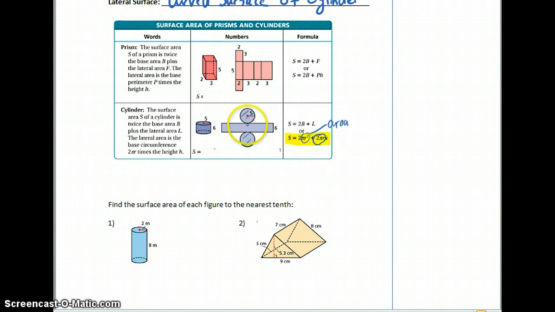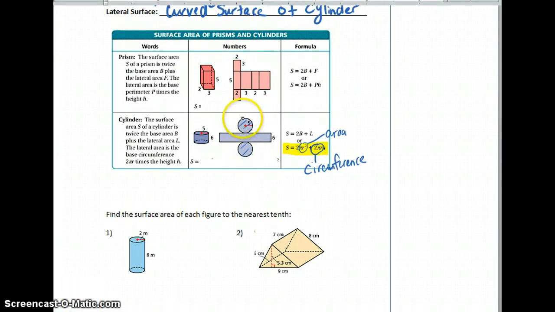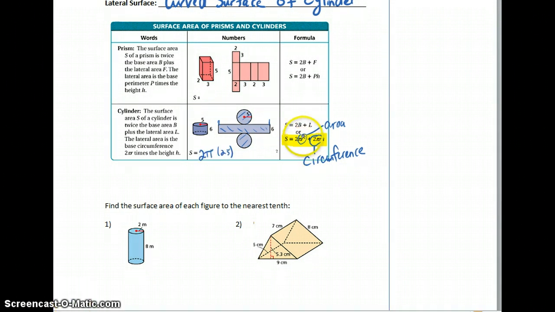2 pi r gives us the circumference of this circle. Notice the distance all the way around the circle is the same distance as it is from here to here. So we're going to find this distance and multiply it by the height. That's going to give us the area of that lateral surface.